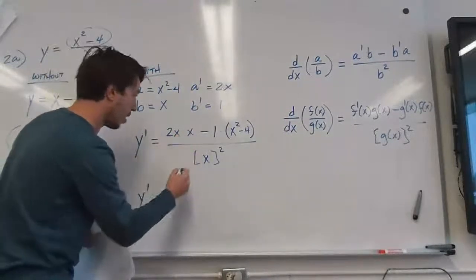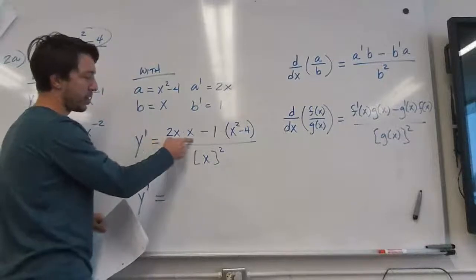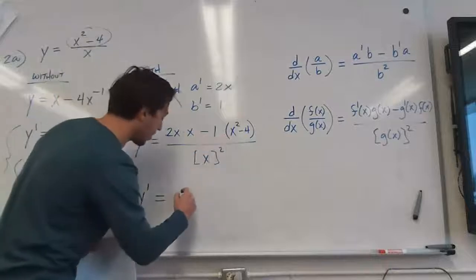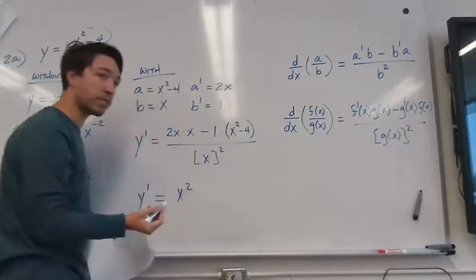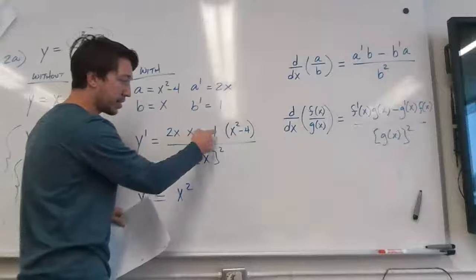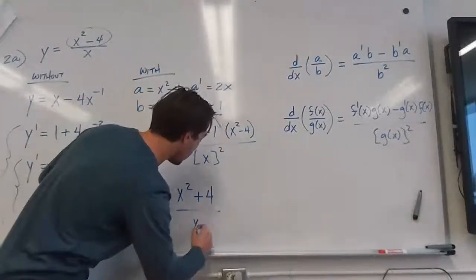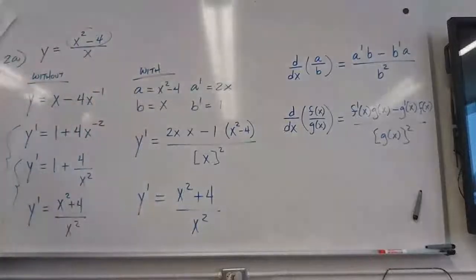Okay, so we got, let's see, I got 2x squared minus 1x squared. It's a single x squared. And I got minus negative 4, which is a positive 4. Once again, big sigh of relief. It worked. Amazing.